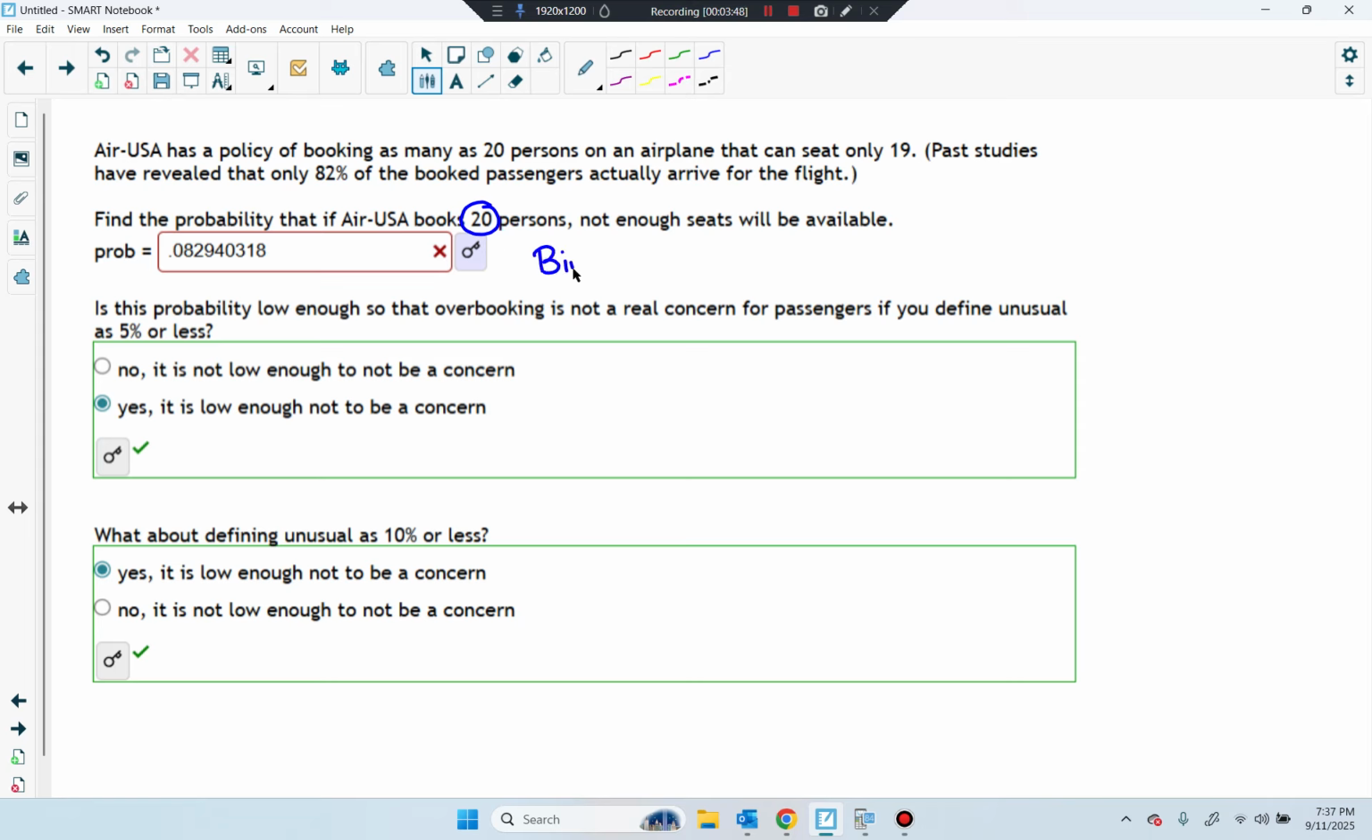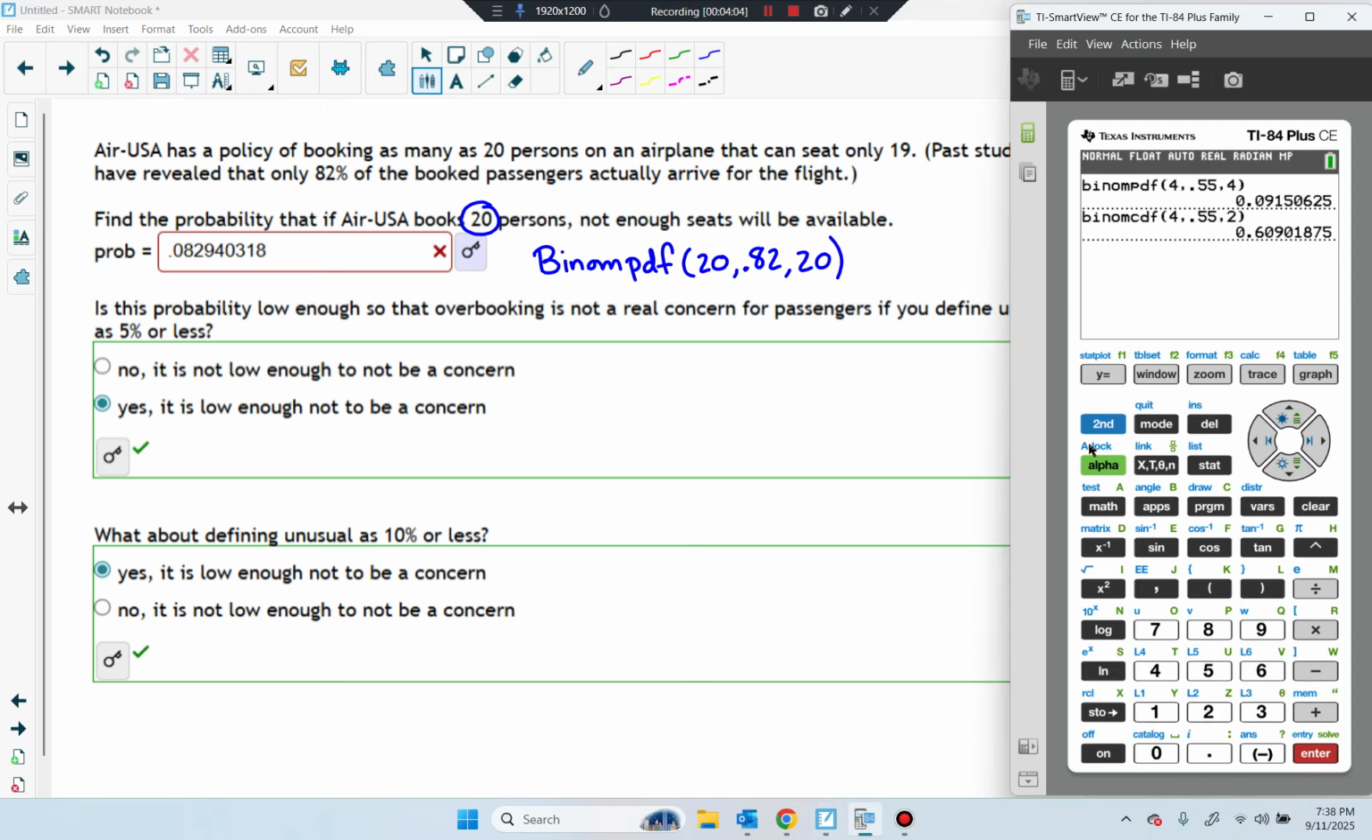So this is binomial PDF for one specific outcome. 20 trials. Success rate of any given trial is 0.82. And we're looking for the chances that all 20 show up. So if I do that, pull up binomial PDF, 20 trials, 0.82, 20 successes. So this is 0.01889 or 0.0189.